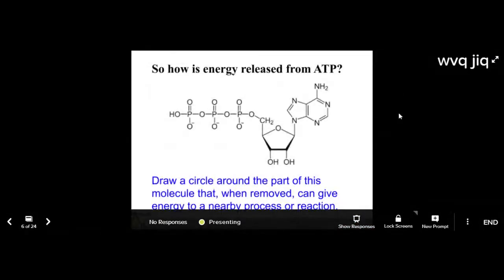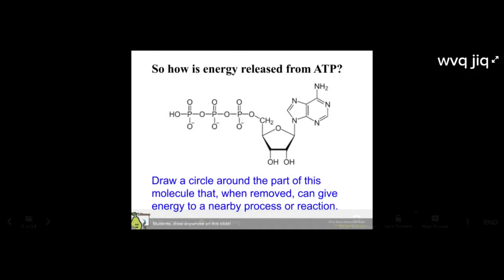So how is energy released from ATP? Draw a circle around the part of this molecule that, when removed, can give energy to a nearby process or reaction.